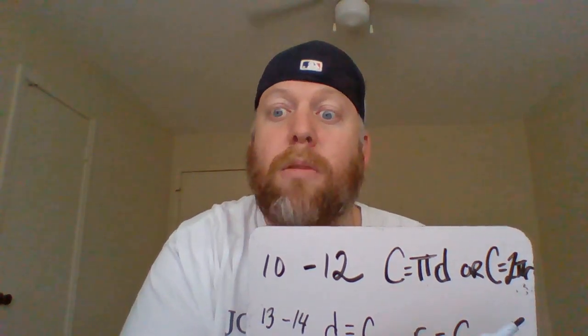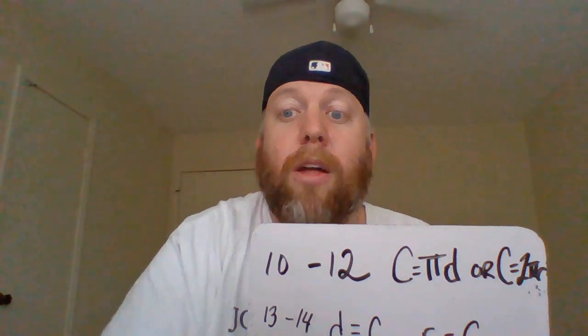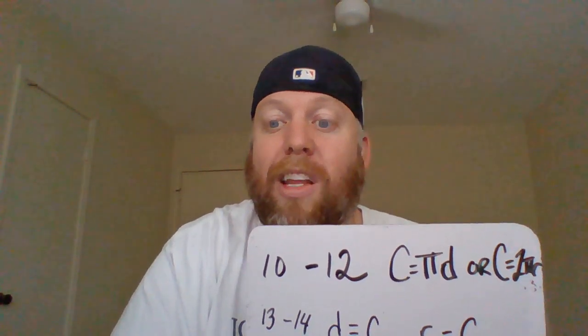So we'd have 2 times pi times 3 times the square root of 2. And that would give us about 26.66 feet.